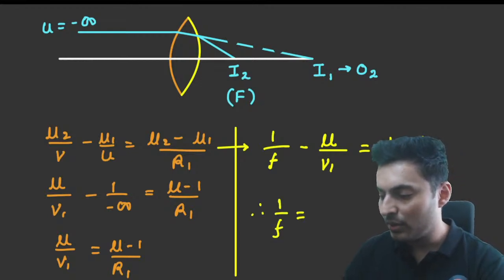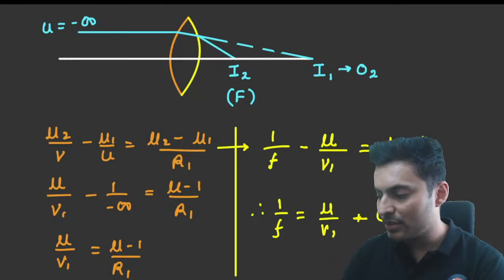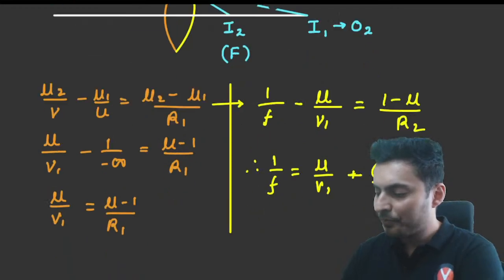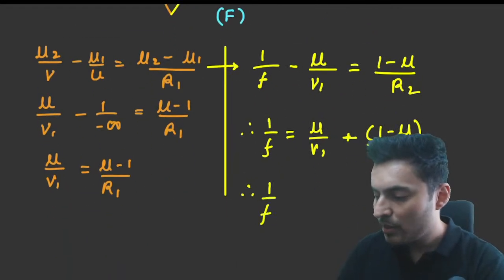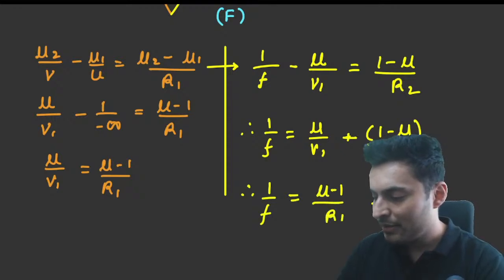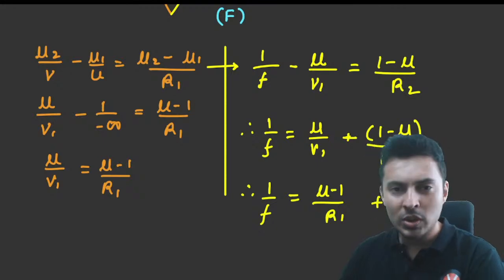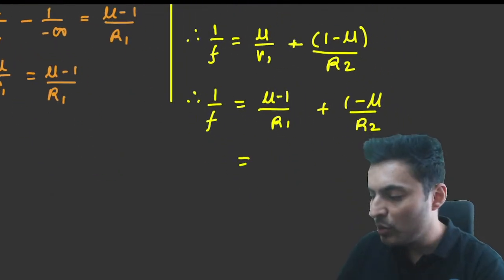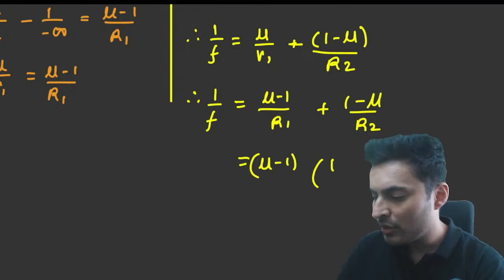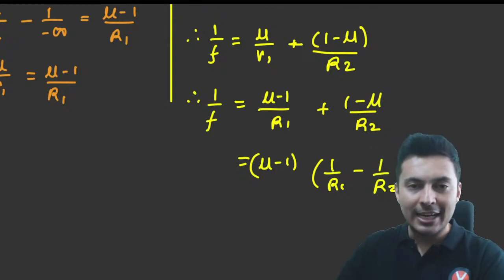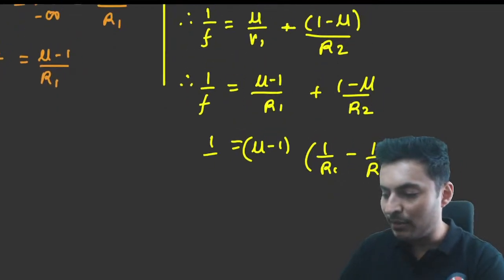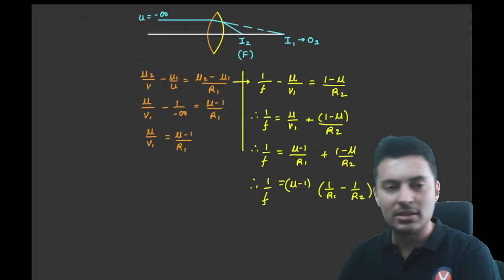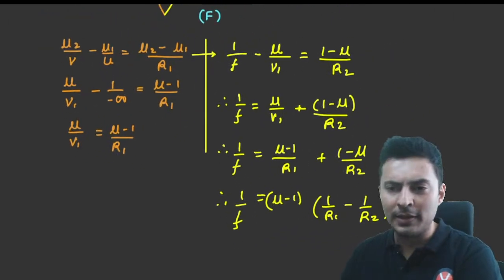So 1 by F is equal to mu by V1 plus 1 minus mu divided by R2. But I just know mu by V1 is nothing but mu minus 1 divided by R1. So this is 1 minus mu divided by R2. And lastly, take mu minus 1 as common. So this will be 1 by R1 and this will be minus 1 by R2, because 1 minus mu is negative, it will be mu minus 1. So that will be 1 by F. So that's how easy it is to derive this particular lens maker formula.